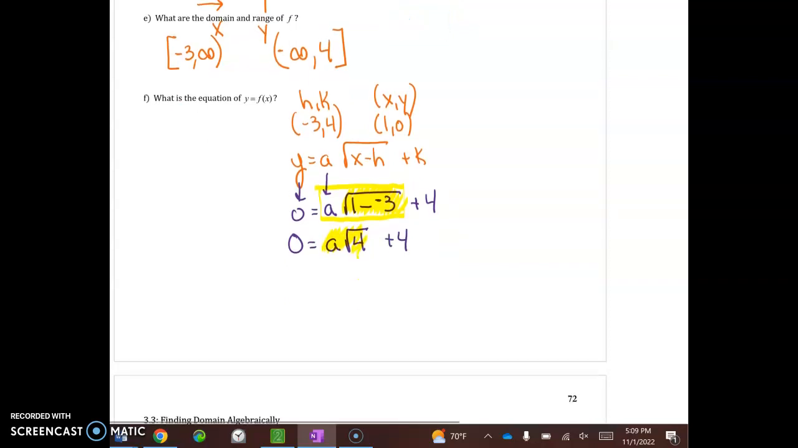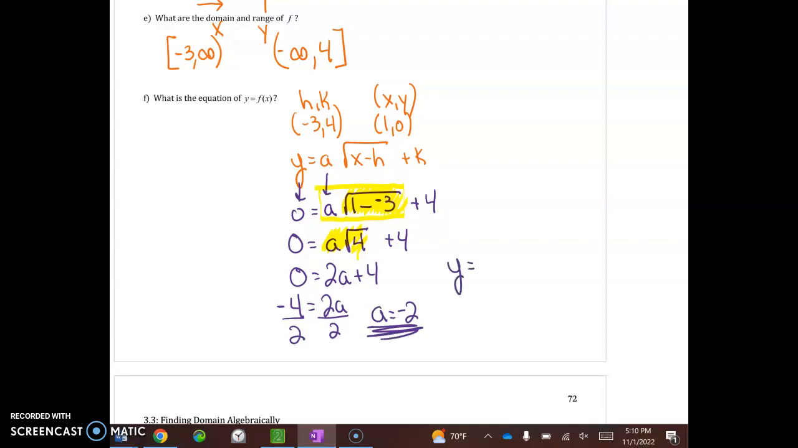I can take the square root of 4, which is 2, and I'll write it as 2a this time, and then once I subtract my 4a over, and then solve for a, divide by 2, I get my a value of -2. Now I can write the equation. Keep the y as y, a will become -2, x minus -3, which becomes +3, and then I'll add my k.